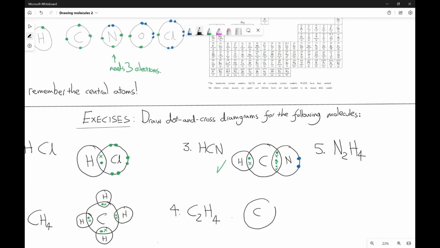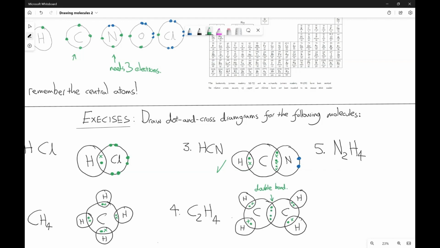Cool. Now we've got 2 central atoms, so C2H4, ethene. Now each hydrogen forms a bond. It leaves 2 behind, leaves 2 unpaired electrons on each carbon. So what happens is these 2 unpaired electrons combine, like so, to make a double bond.